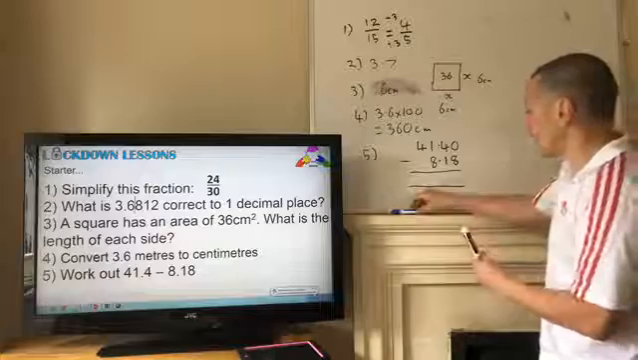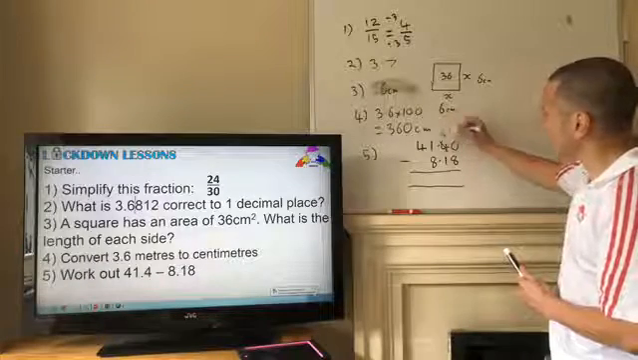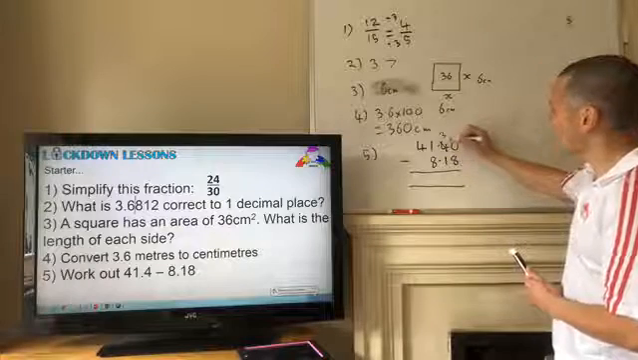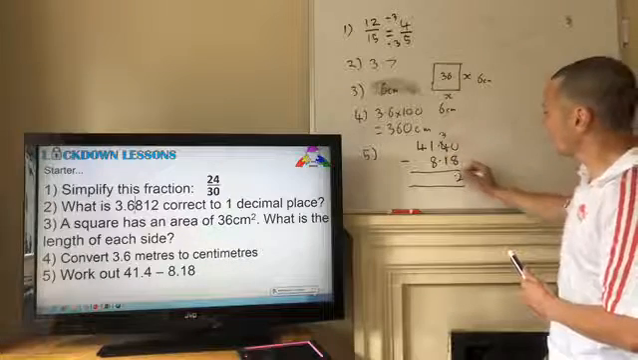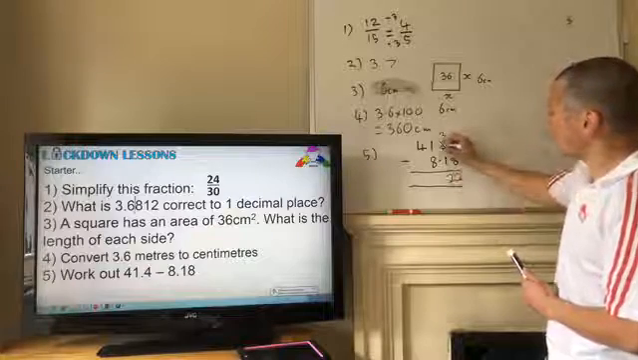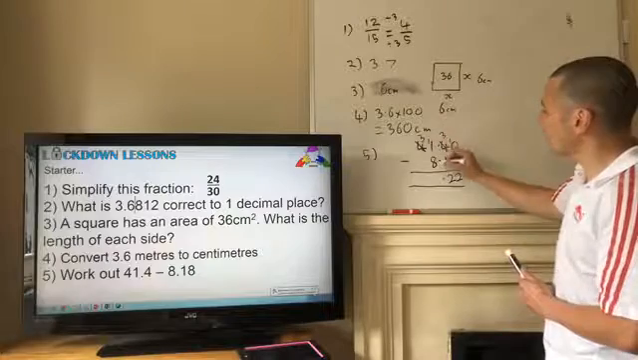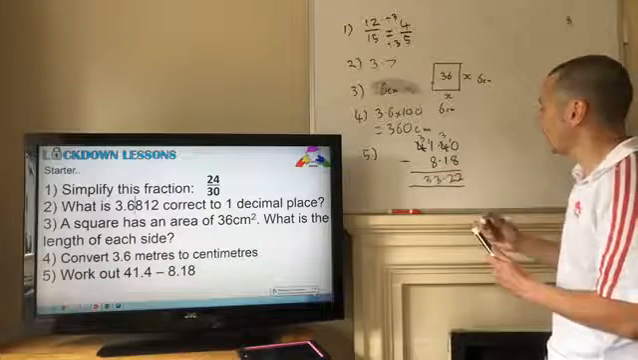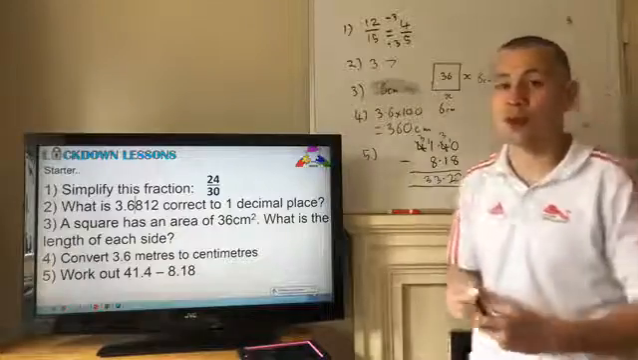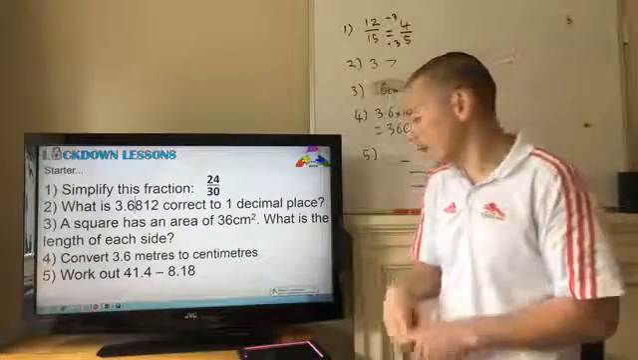I'll just change colour. So you're going to go, this one will go down to a 3, and that 1 goes across, so it's 10 take away 8 is 2, 3 take away 1 is 2, 1 take away 8 is another one where you need to borrow from there, so 11 take away 8 is 3, 3 take 0 is 3, 33.22. Try not to make silly mistakes with that. Okay? Right.